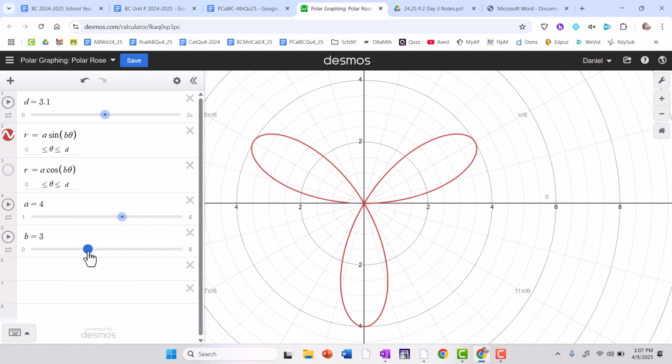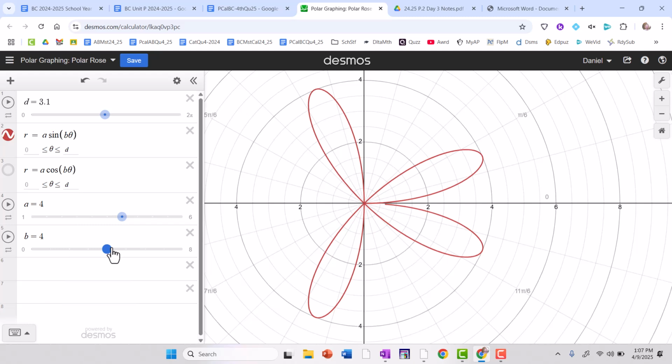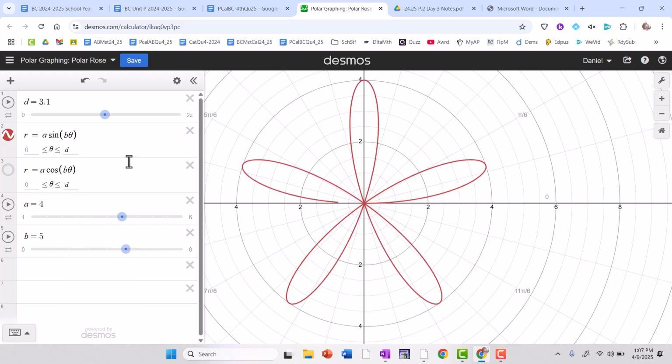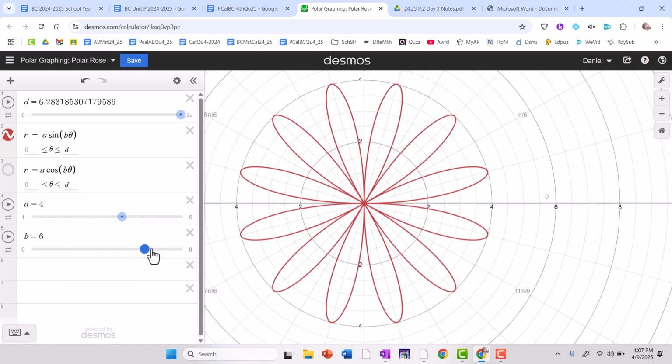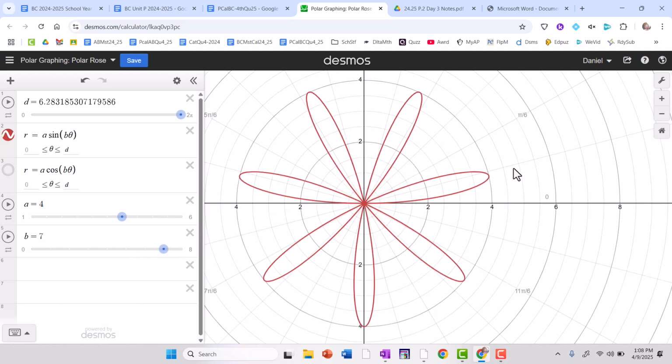Okay, so let's go to 5. How many petals do you count, everybody? 5. What's going to happen when I go to 7? Notice sine. Look at this. This is because of pi over 2. Is that true? Yeah, because 7 times pi over 2 is 7 pi over 2, which is the same as 3 pi over 2. So pi over 2, comma, negative 4.